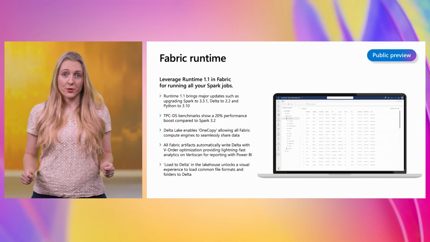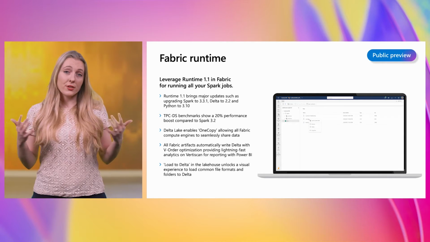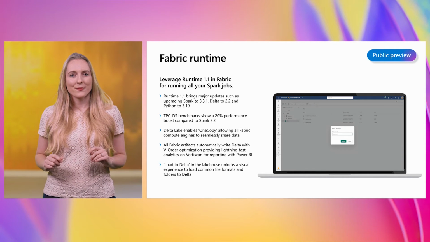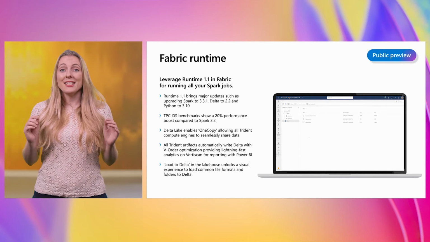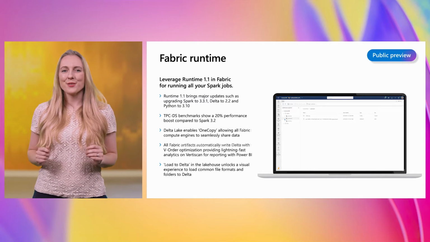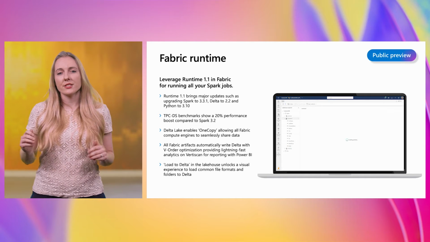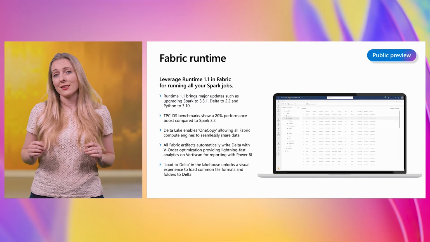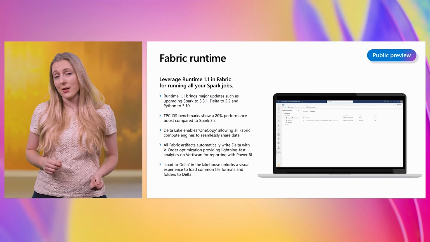Delta is what enables customers to work with a single copy of data across all of Fabric. Since all the engines have standardized on a single format, sharing data is completely seamless. Furthermore, all Fabric engines write Delta with V-order, meaning data is automatically optimized for Power BI reporting. Finally, for those users who don't use Delta today, you can also use the Load to Delta feature in the Lakehouse to convert common file formats and folders to Delta with just a few clicks. This will allow you to easily leverage the benefits of Delta Lake for your existing data as well.